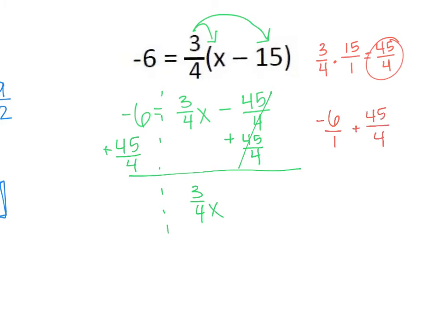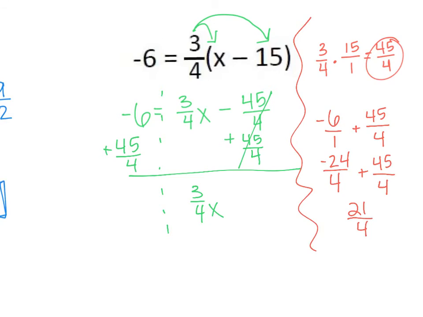But they need a common denominator. We're going to make our common denominator 4 because we already have one. So to get from 1 to 4, we multiply by 4, which means we have to multiply -6 by 4. So that's -24. And now we can add straight across. This is like my side work, if you could tell here, to deal with all of our fractions. So we've got -24 plus 45, which is going to give us a positive 21 over 4.